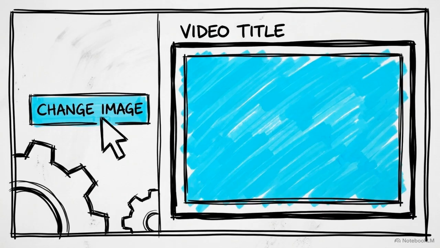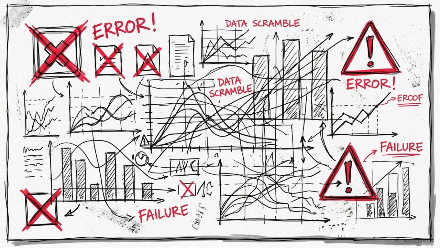During these tests, you must isolate a single variable. If you change both the thumbnail and the video title at the same time, you have no way of knowing which element actually caused the viewer to click. The resulting data is useless.